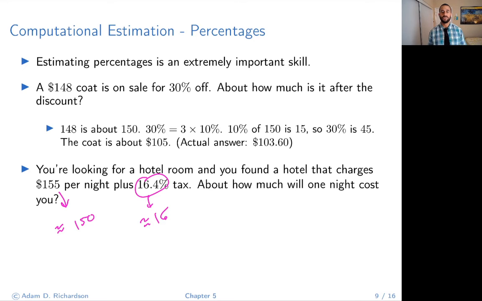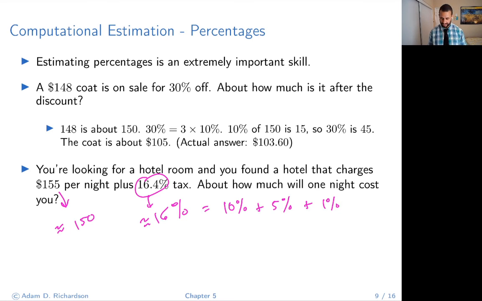So what we really need to do is find 16% of 150, and we'll be pretty close. So how can I do that? Well, the same way we did it before. We're going to split 16% up into something more manageable: 10% plus 5% plus 1%.